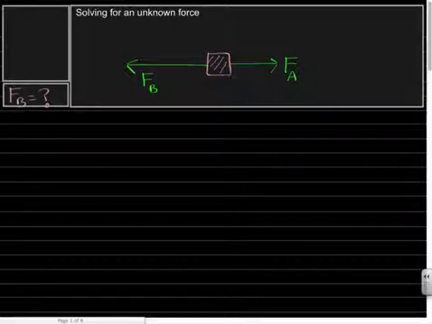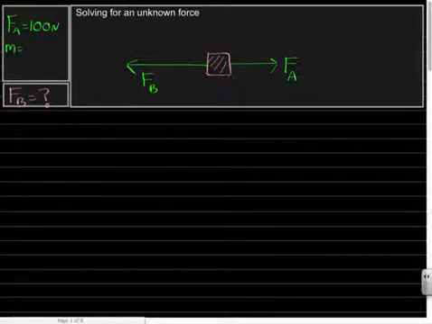Well, in order to find FB, we obviously need to know FA. Let's say FA is 100 newtons. Now, if that's all we know, we obviously cannot find FB. So what we need to know is the net force on the object. We need to know what FB and FA, when you add them together, the sum is.